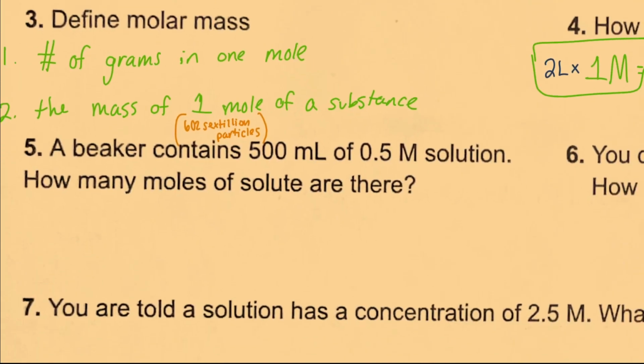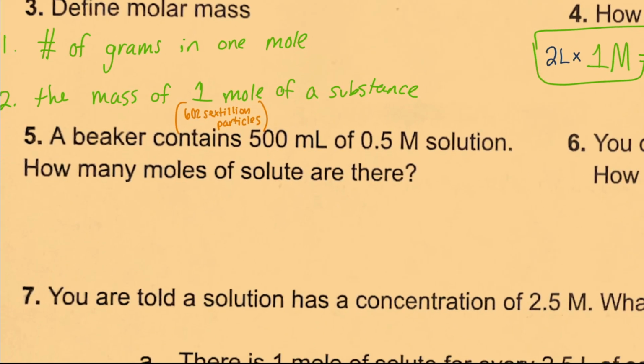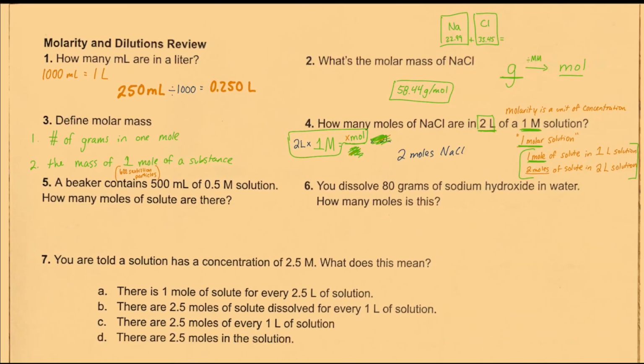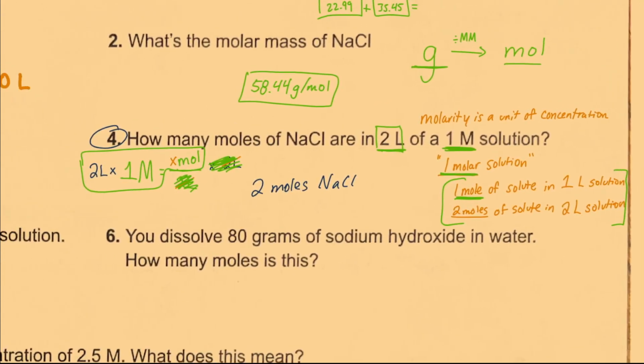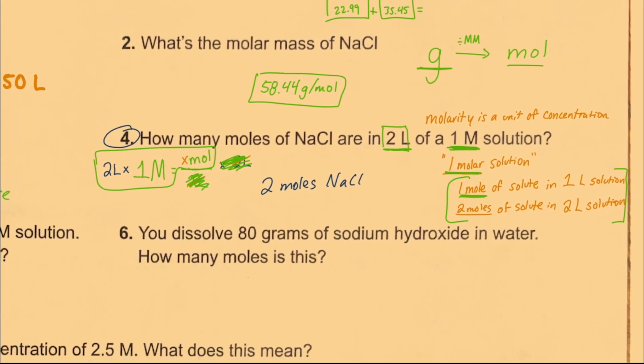Moving on. Number 5 says that a beaker contains 500 milliliters of a 0.5 molar solution. How many moles of solute are there? This is very similar to number 4, but now our numbers are different, of course. Why don't you pause the video here and pick the method that I just showed you that you like the most, and then you can play and see if you got it right.